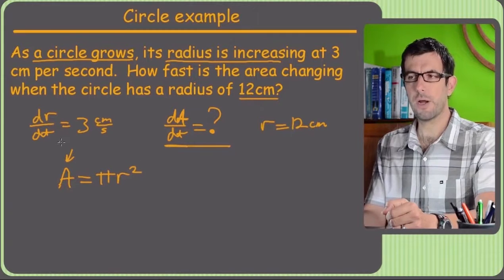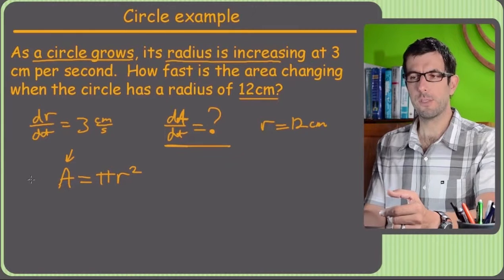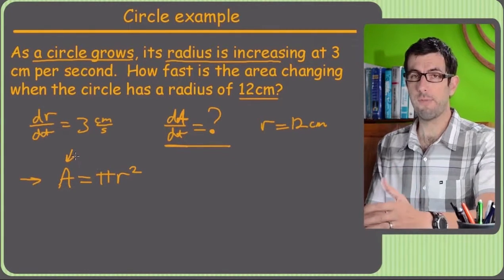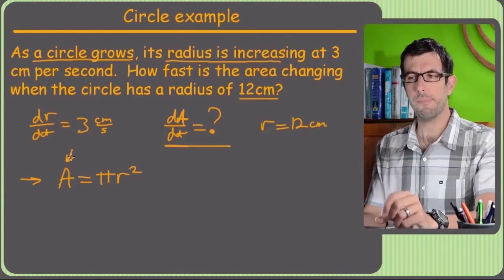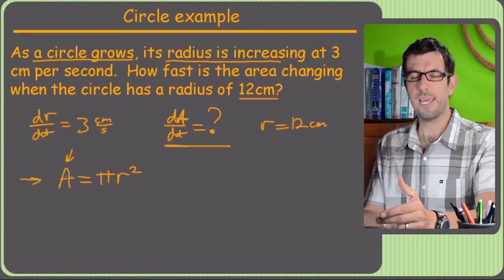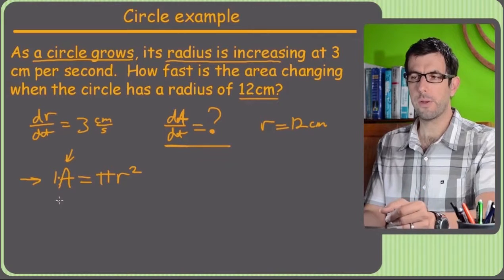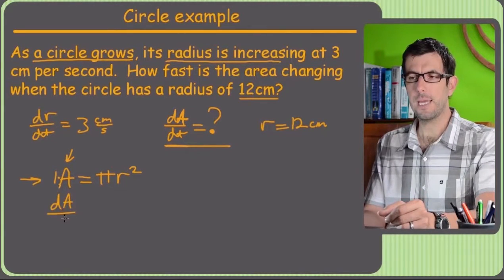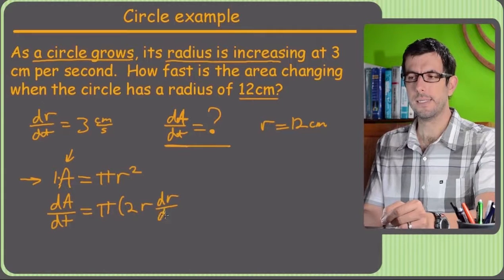Now you notice this does not have a dr dt or a dA dt yet, but that's because we haven't taken the derivative. So at this point, once you've picked your formula, all you do is take the derivative of this with respect to t. And you've got to use the implicit method where the derivative of A isn't just 1, it's 1 because there's nothing out front, so it's basically an imaginary 1 there. Derivative of area is dA dt. And then pi r squared, pi is just a constant, so we leave it. Derivative of r squared is 2r, but times dr dt.